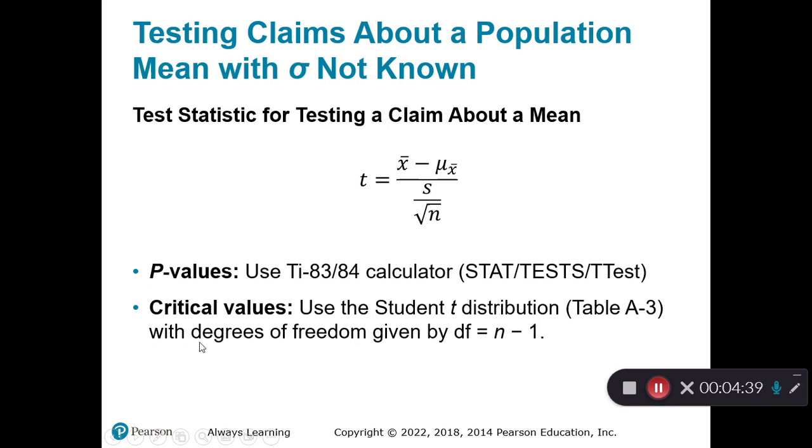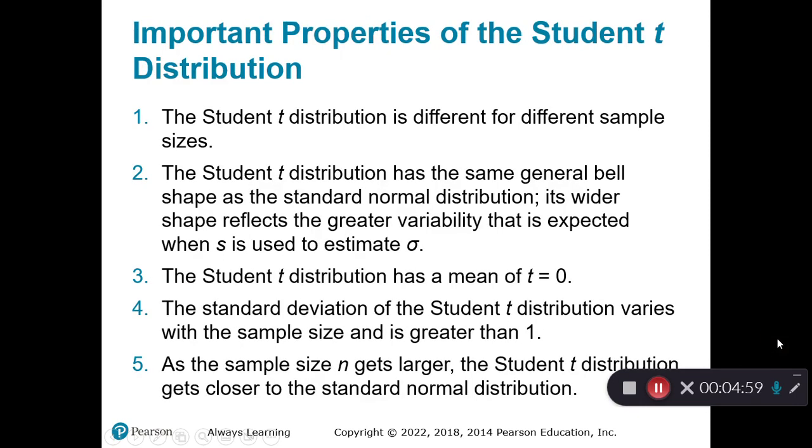However, any of you can use the critical value or the critical region method, regardless of whether you have a calculator or not. And we will be using table A3, which is the t-distribution table. And recall that to use that table, you need to refer to the degrees of freedom, which is always one less than the sample size.